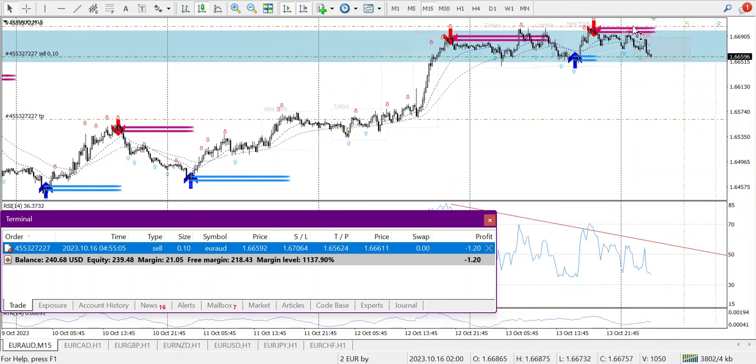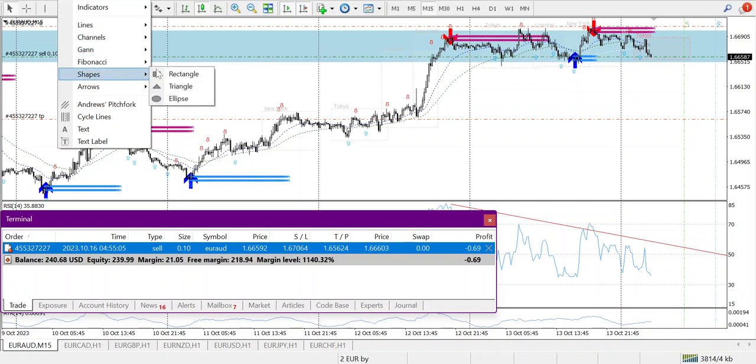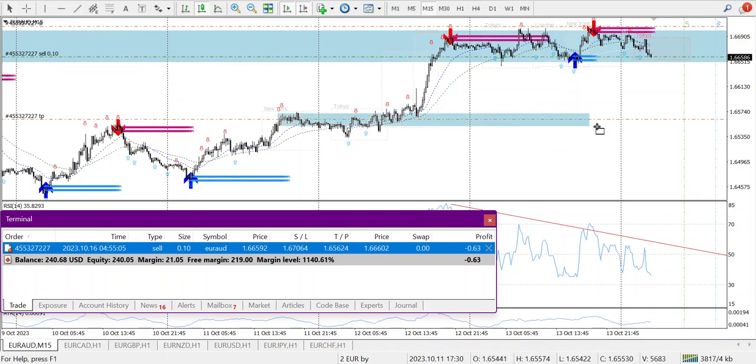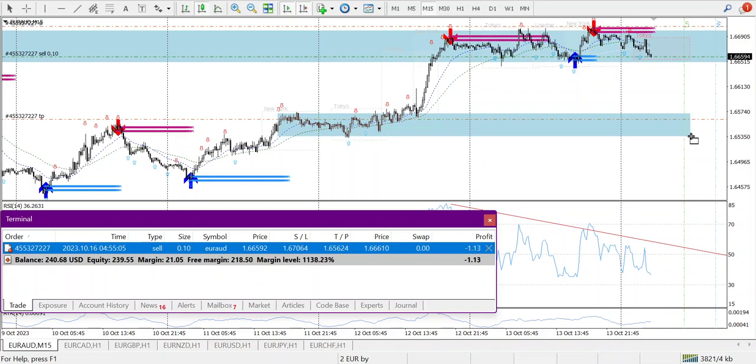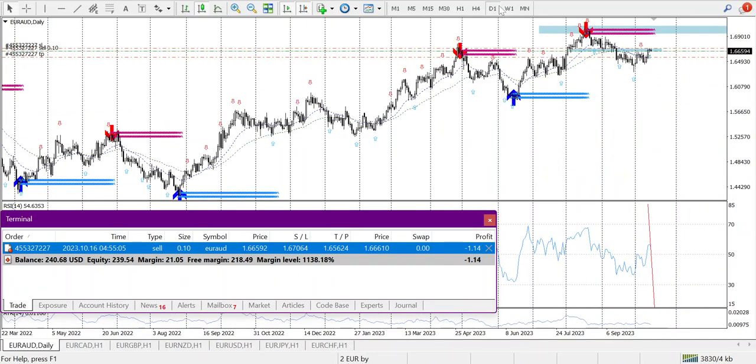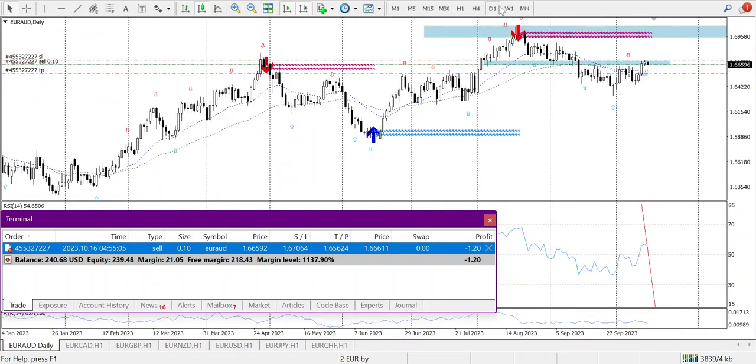Maybe I'm making a mistake, but 472. So it is within a range. It must come down to hit this support resistance level, this range again. And once it hits this range, it is supposed to go up. Why go up? Because in the weekly time frame it is an uptrend. In the daily time frame it is a doji, and it may come down. So everything is on probability.